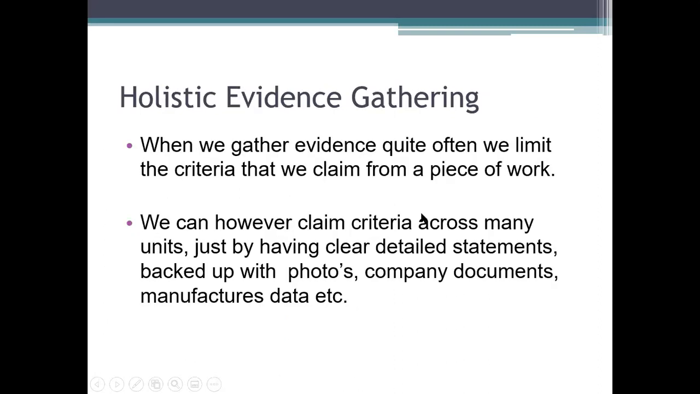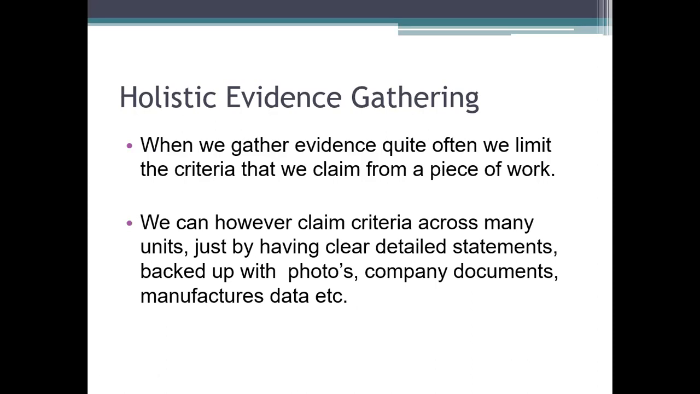So, holistic evidence gathering. Holistic makes it sound almost a little bit scary, but it's not. All it's really saying is that from that one piece of evidence that you've submitted, you can claim criteria across multiple units. Okay, so often we'll get a job that is given as evidence. So we'll say it's job number 2, and all the apprentice is trying to claim out of that is PPE.